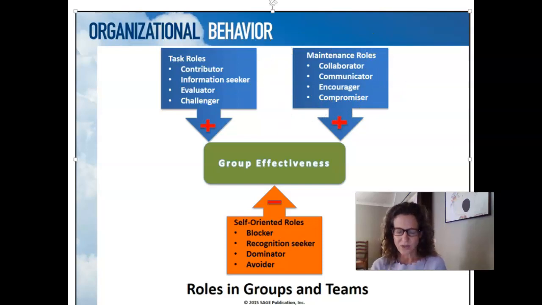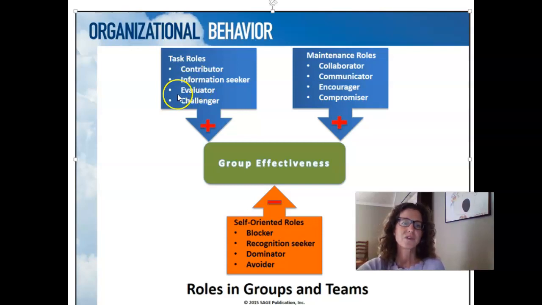Task roles are those roles that are focused on the job at hand, the task that the team needs to complete. Clearly, there is great importance in a team to having people taking on task roles. This is going to greatly contribute to group effectiveness. Task roles can include people who act as contributors, meaning members who provide the team with good technical information or data. They do their part. We can also have information seekers who might contact outside experts to get us more information that we do not currently have within the team.